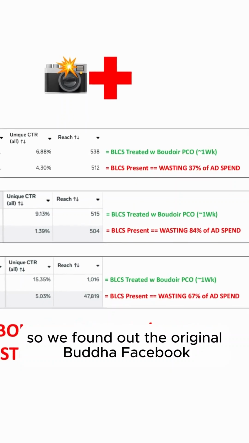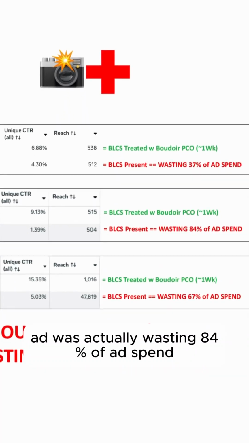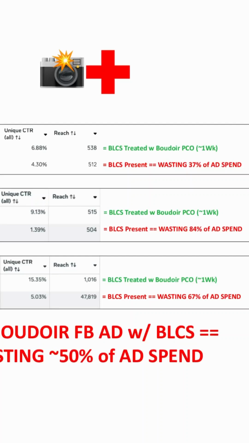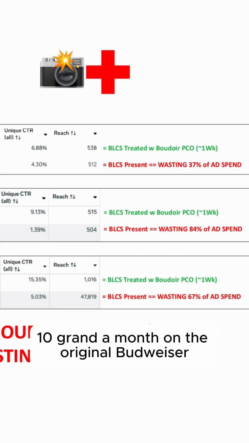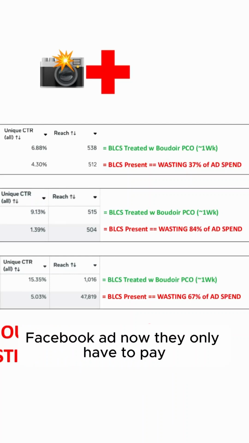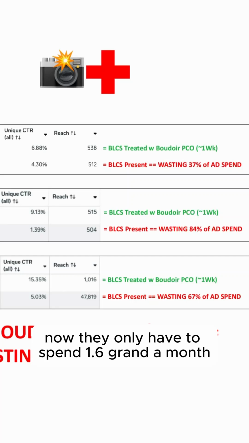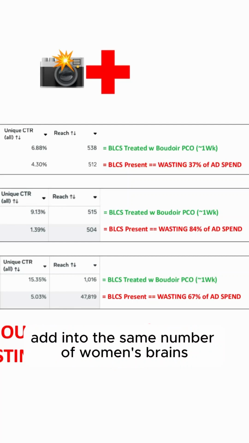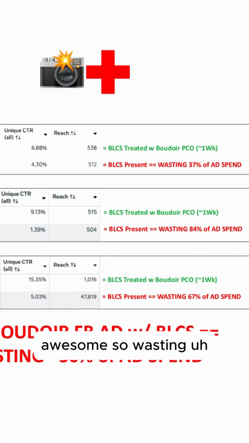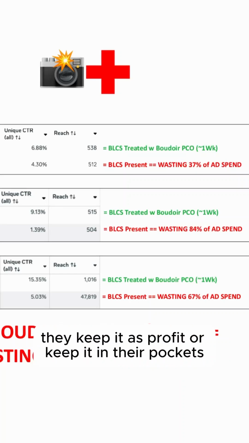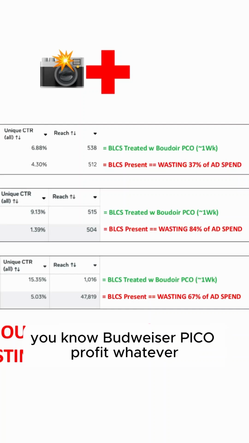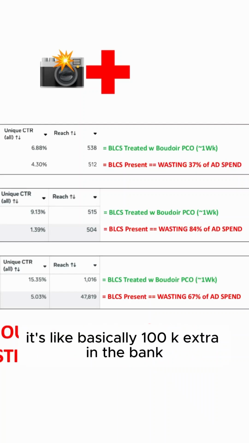So we found out the original Boudoir Facebook ad was actually wasting 84% of ad spend, literally 84% of ad spend being wasted. So that means if they're paying 10 grand a month on the original Boudoir Facebook ad, now they only have to spend 1.6 grand a month with the Boudoir Pico treated ad to get their ad into the same number of women's brains. Awesome. So that $8,400 a month difference that they no longer have to spend, they keep it as profit in their pockets every single month. Basically a phantom profit, Boudoir Pico profit, whatever. And at the end of 12 months, it's basically 100K extra in the bank.